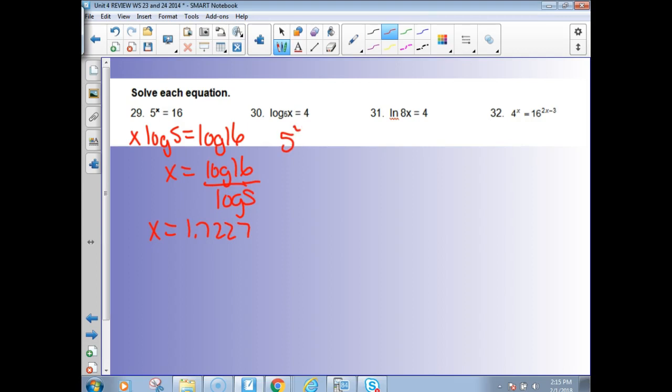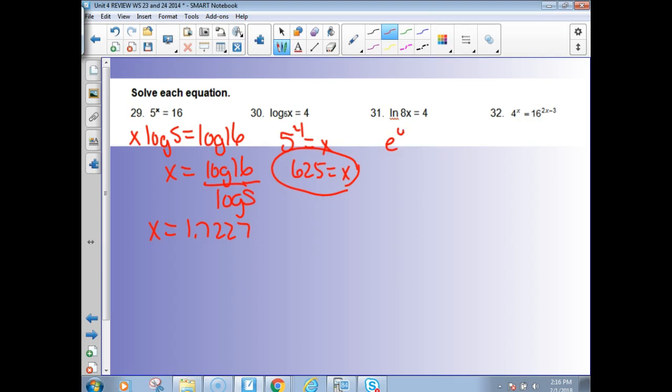This one would be 5 to the 4th equals x. You exponentiate it, and 5 to the 4th is 625. Wait a minute, is it? Yeah, that's right. x equals 625 is fine.